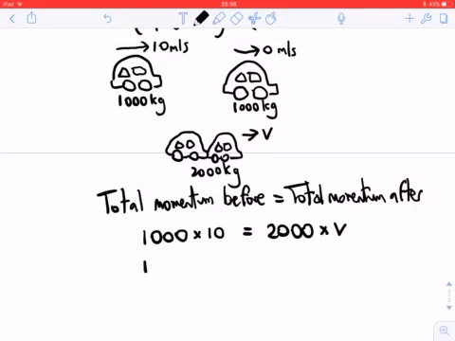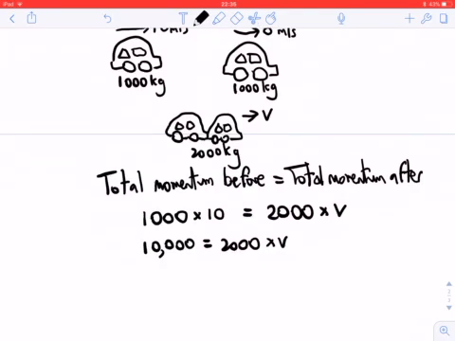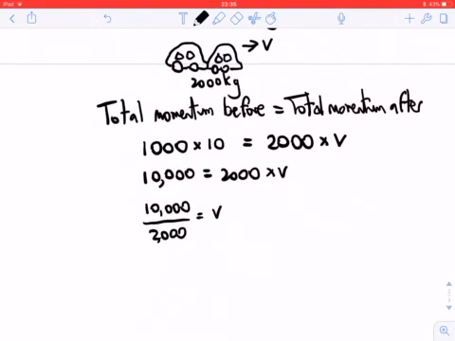So you can see how to solve this, I expect. We multiply on the left to get 10,000 equal to 2,000 times v. If I divide both sides of that equation by 2,000, I'll get a value for v. 10,000 over 2,000 is 5. So v, our unknown velocity, is 5 meters per second.